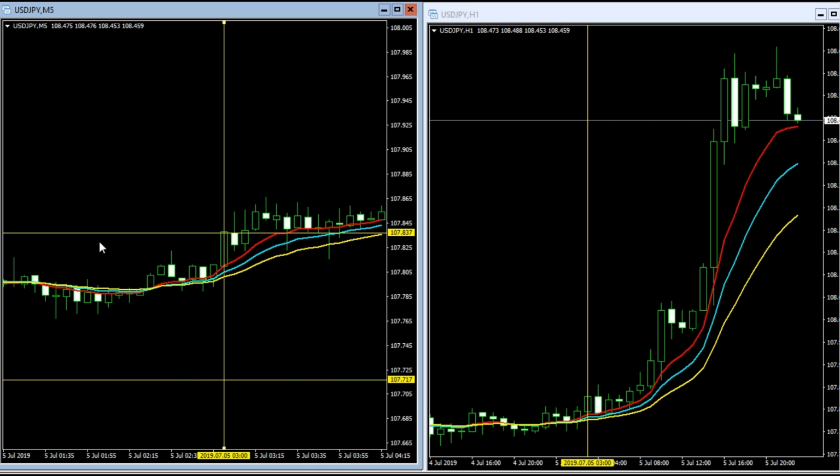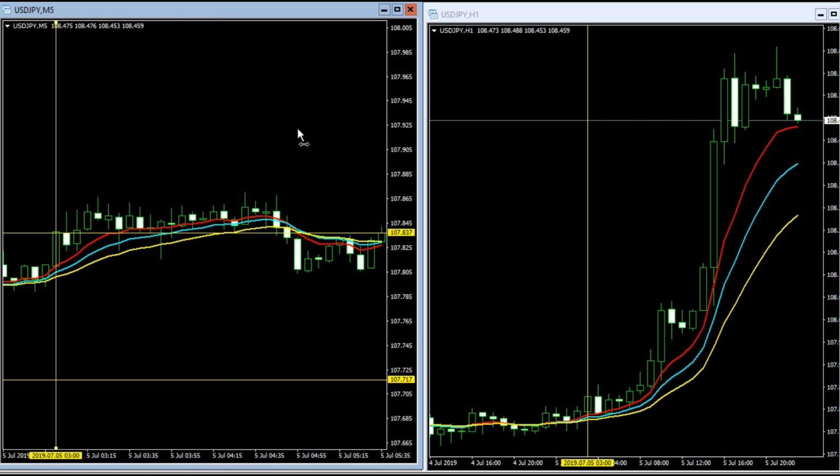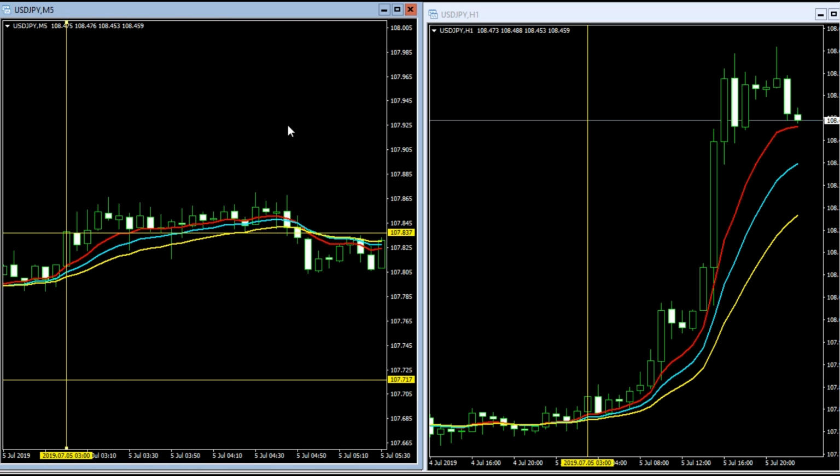Now what are we risking? If we click here, we are risking about 12 pips. So our take profit is going to be 12 pips. The first take profit will be the 12 pips, which is a 1-to-1 risk to reward ratio, and the second take profit will be 24 pips.